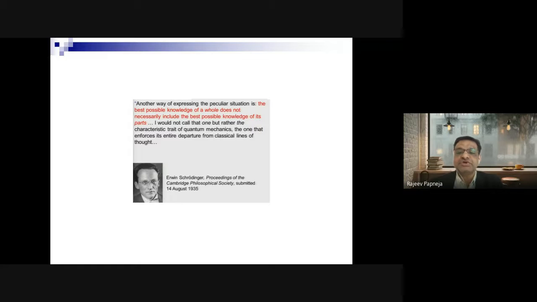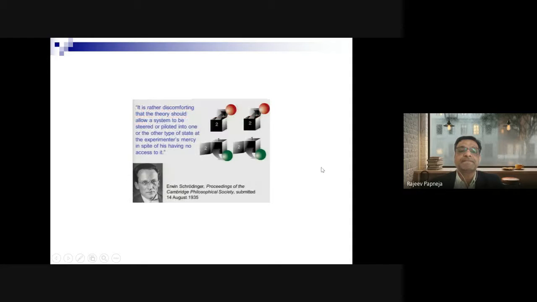And it was Schrödinger who suggested using the word entanglement for this particular quantum correlation. And he also added that it is rather discomforting that the theory should allow a system to be steered into one or the other type of state at the experimenter's mercy, in spite of having no access to it.